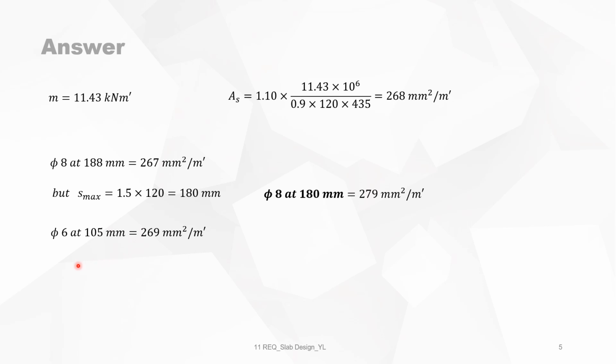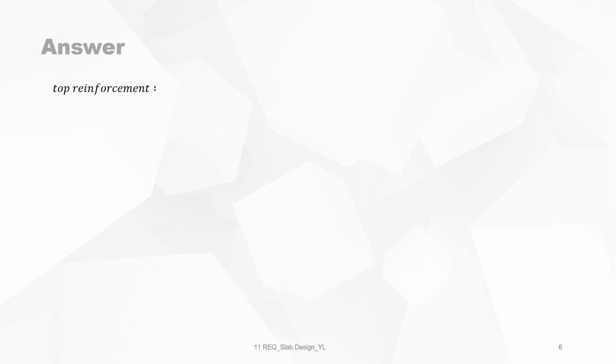You can also look at a diameter 6. A diameter 10 will also have this problem that it is not complying with smax. We take a diameter 6 and we find diameter 6 every 105 millimeters will be okay. So practical reinforcement, we will say, of course, diameter 6 at 10 bars per meter is 283. That's the reinforcement at the bottom of the slab.